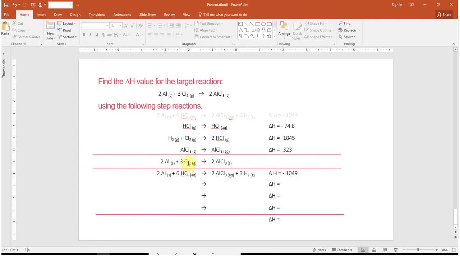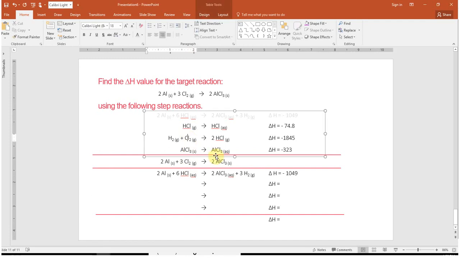Let's look for chlorine. I only see it in this reaction right here. It is on the right side. So I'm going to go ahead and use this reaction as it is. Now, guys, you can kind of tell here. I have three chlorines in the target, only one here. So I'm going to go ahead and multiply this whole thing by three, because I need to have three in the final reaction anyway.